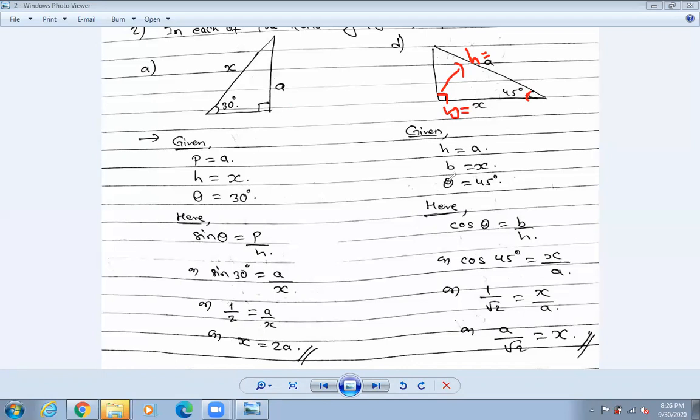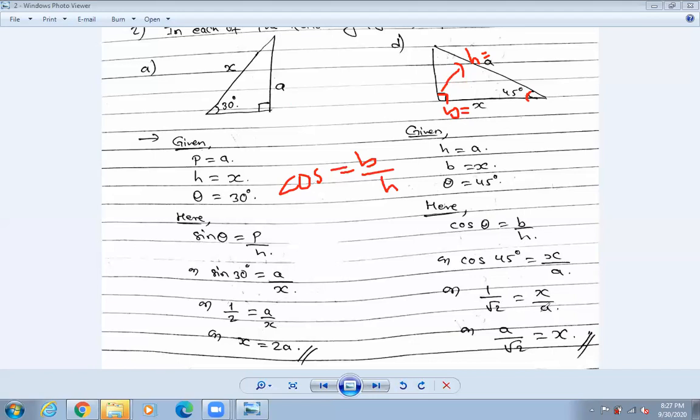So which formula shall we use if there is B and H? Yes, that is B and H. That means we are going to use the cos formula. So cos theta equals B by H. What is the value of the theta angle? What is the angle over here? 45. So cos 45 equals B, which is X, by H, which is A. Now cos 45 means 1 by root 2 equals X by A.